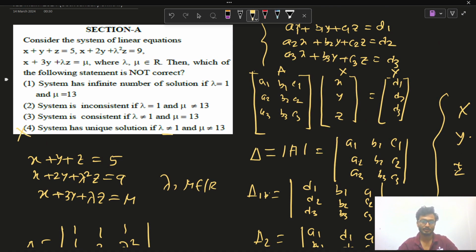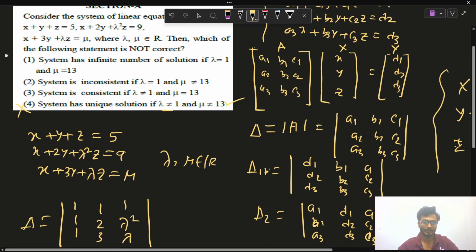Actually here we have to find which is not correct. So the fourth option is correct. Option four is our right answer. This statement is not correct, but this is our right answer. So this will be the answer, but we will check all the options here.